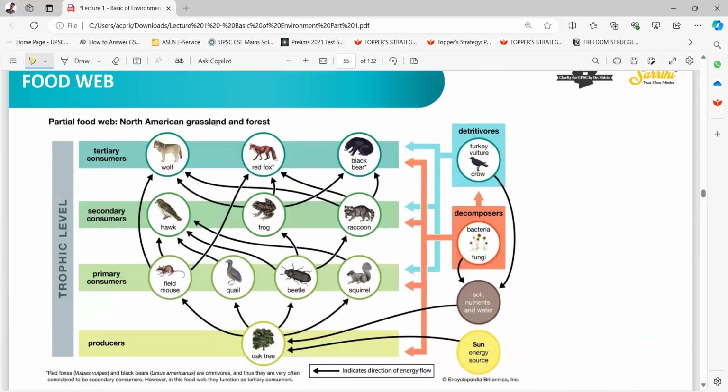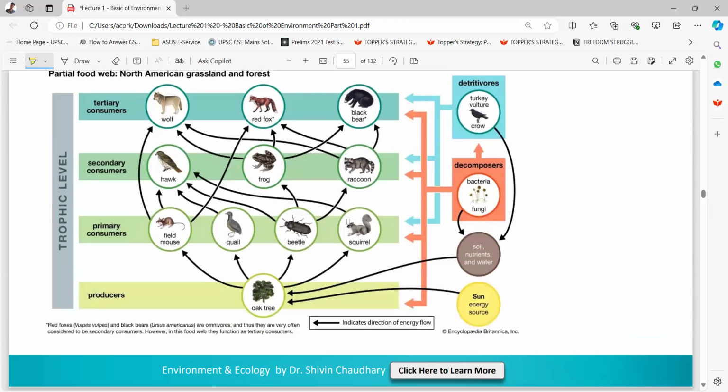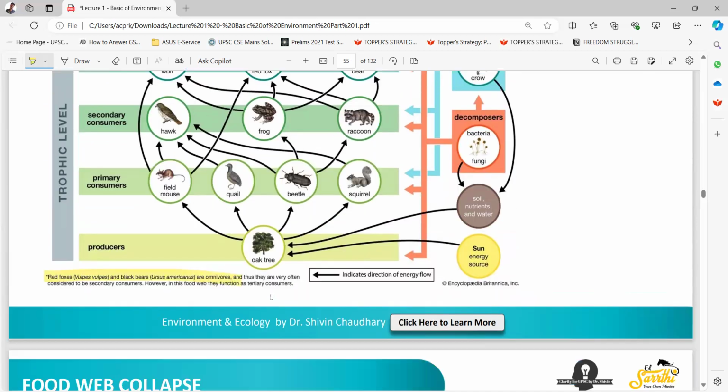Okay. Partial food web, North American grassland and forest. Red foxes and black bears are omnivorous, and thus they are very often considered to be secondary consumers. However, in this food web, they function as tertiary consumers.